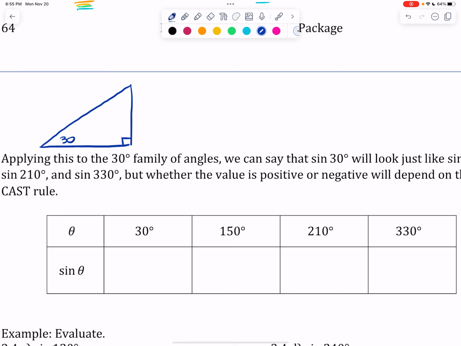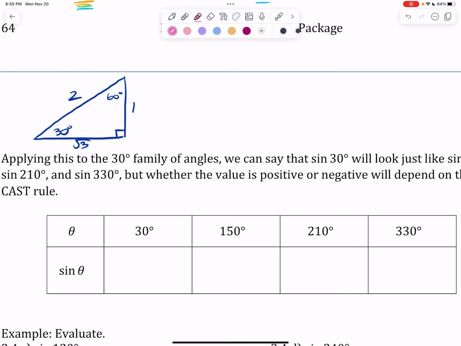And it's that special triangle with the 30-degree angle and the 60-degree angle. There it is in all its glory. And when we look at sine of 30 degrees, there's 30 degrees. Opposite over hypotenuse is 1 over 2. So this is 1 over 2. For the other three angles, they will also have a magnitude of 1 over 2. And we just need to figure out whether they are positive or negative.